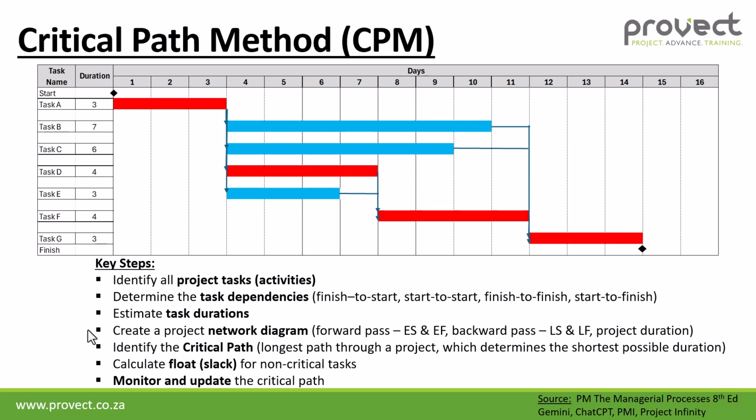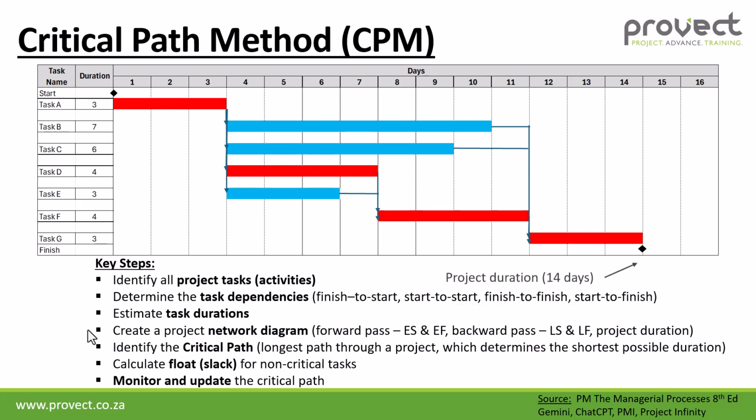Now, this can be done with software like Microsoft Project, Primavera, or Project Libre. You can also draw a network diagram and then do a forward pass to establish your early start and early finish. Then do a backward pass to establish your late start and late finish. And then also establish your project duration and float. And you can also go to the description box below to watch some videos on the forward pass and backward pass.